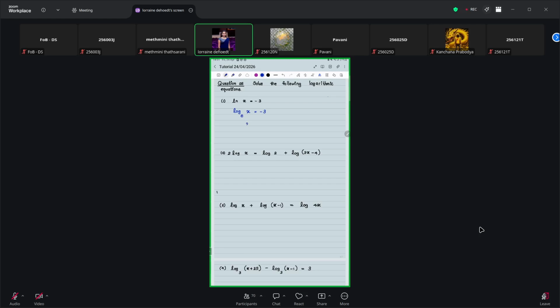You can write this one as x equals e to the power minus 3. Now you can find the value of e to the power minus 3. x equals 0.049. Then, okay. Then second one.